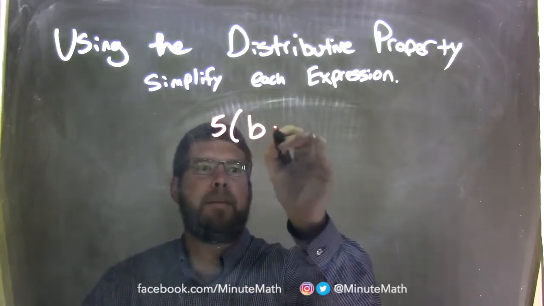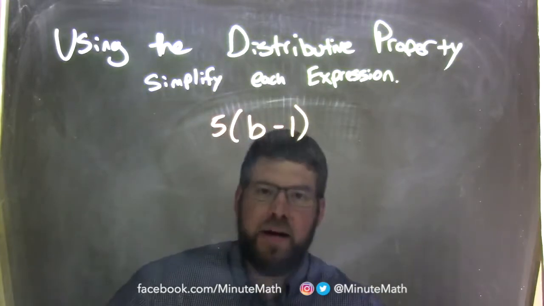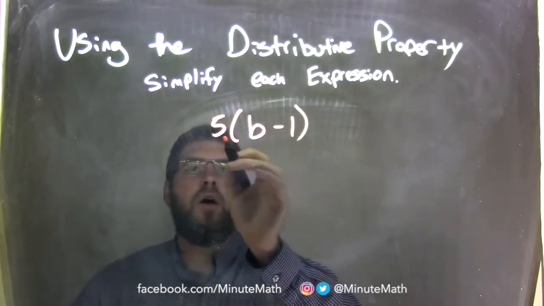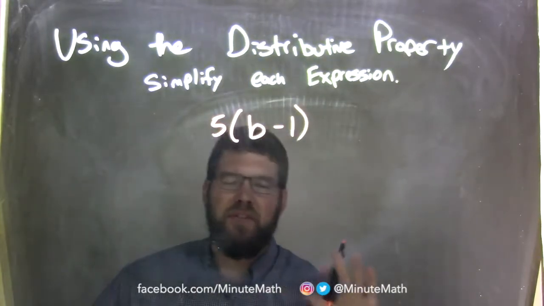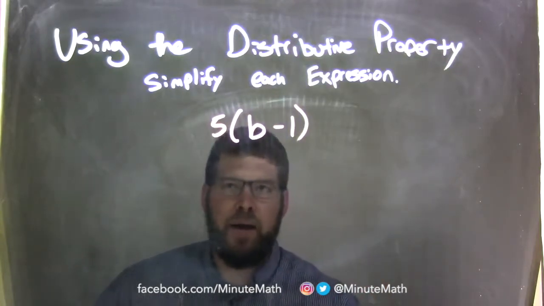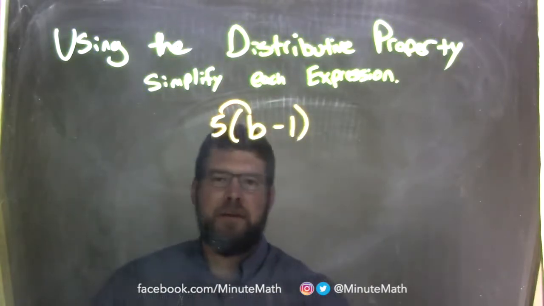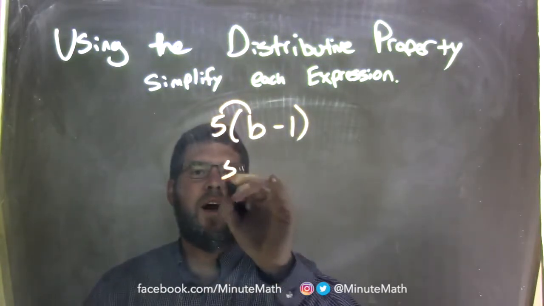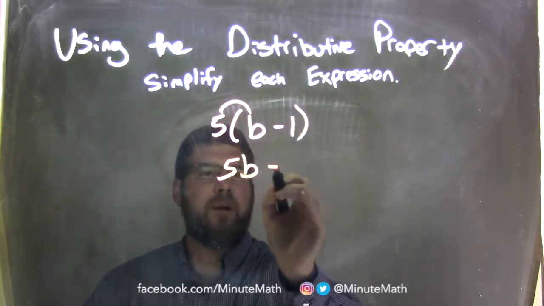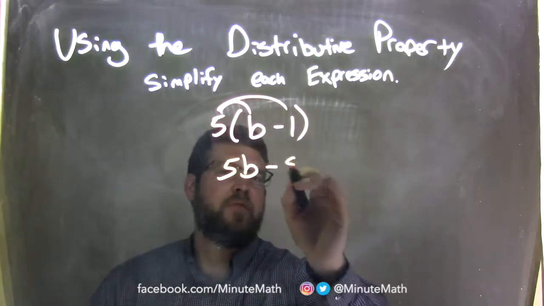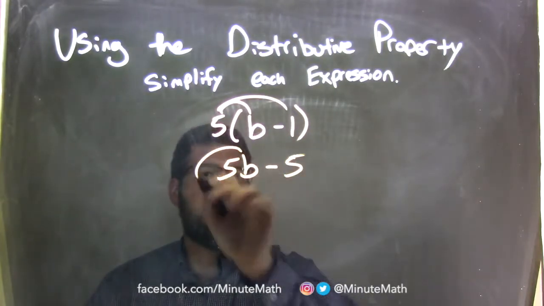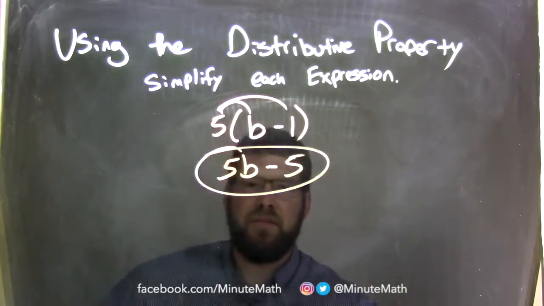5 times b minus 1. And I wanted to simplify that. Well, b minus 1 is inside the parentheses, not like terms, nothing I can do about it. 5 is on the outside, it's being multiplied. We can distribute the 5 in. 5 times b is 5b. Subtraction comes down. 5 times 1 is 5. And that is actually our final answer. We cannot combine these. They're not like terms.